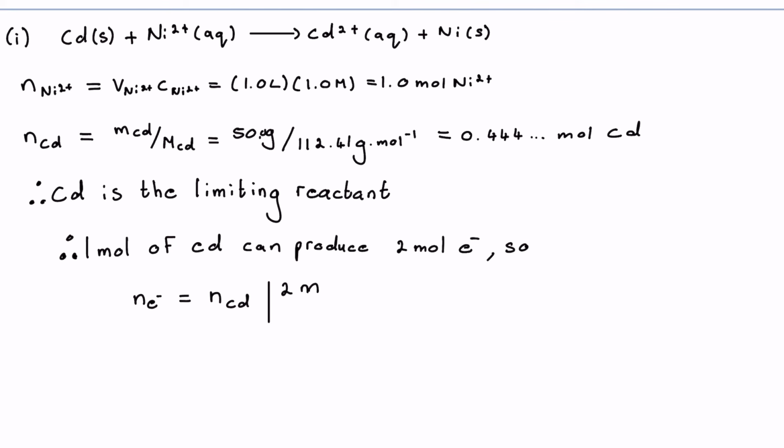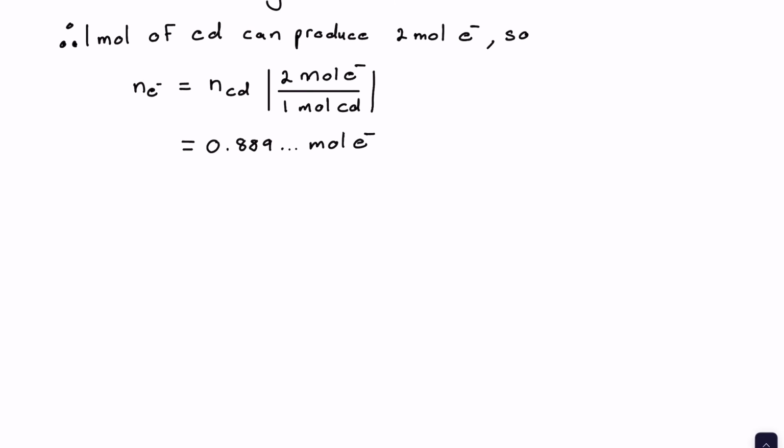So the number of mole of electrons that we obtain from 0.44 mole of cadmium can be related to the number of mole of electrons using a conversion factor. So 2 mole of electrons for every 1 mole of cadmium, and that is then equal to 0.889 mole of electrons. So now we know the maximum number of mole of electrons that can be produced from 50 gram of cadmium.